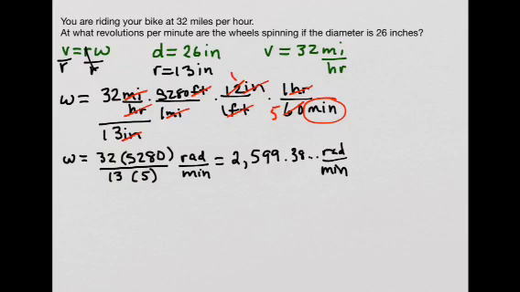So now I don't want radians per minute, I want revolutions per minute. So I know that 1 revolution is 2 pi radians.